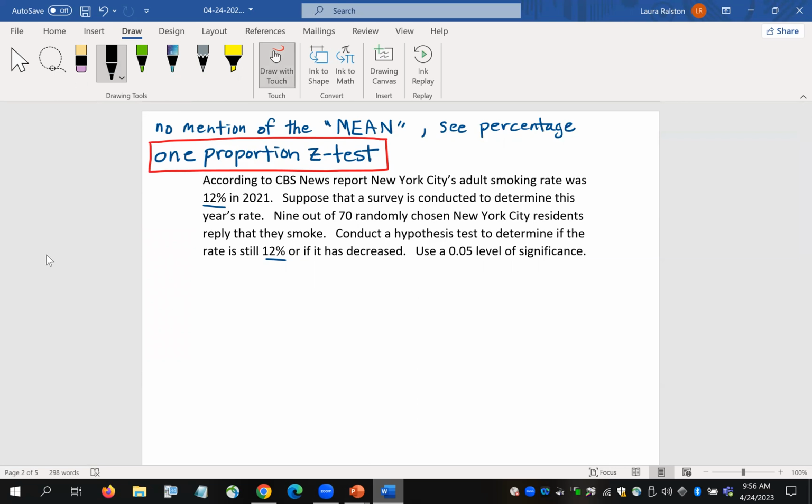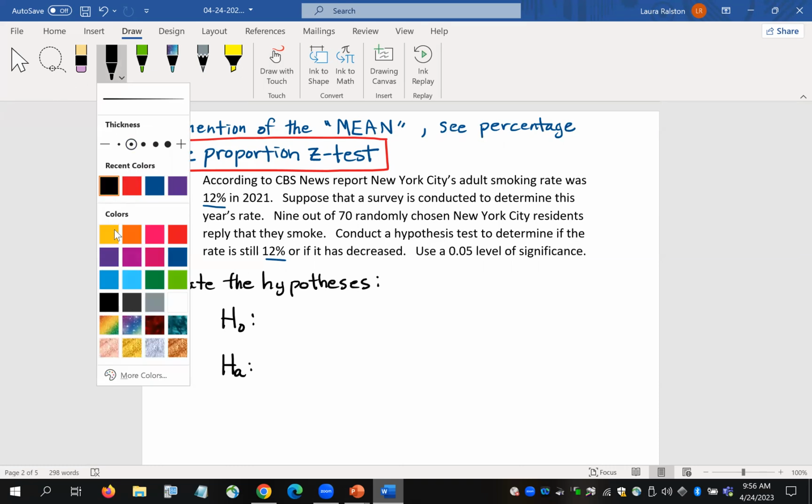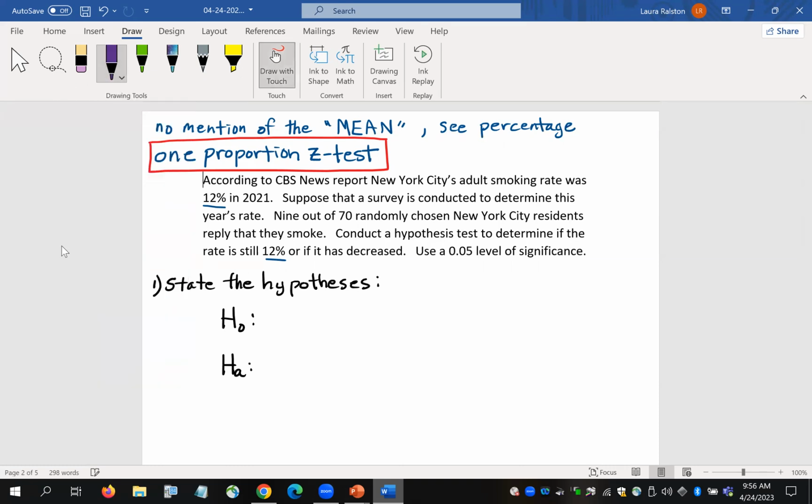And it does tell me in the problem to conduct a hypothesis test. So my first step is to state the hypotheses. Okay, you're going to have the null and you're going to have the alternative. For a proportion test, we write the hypotheses in symbols.